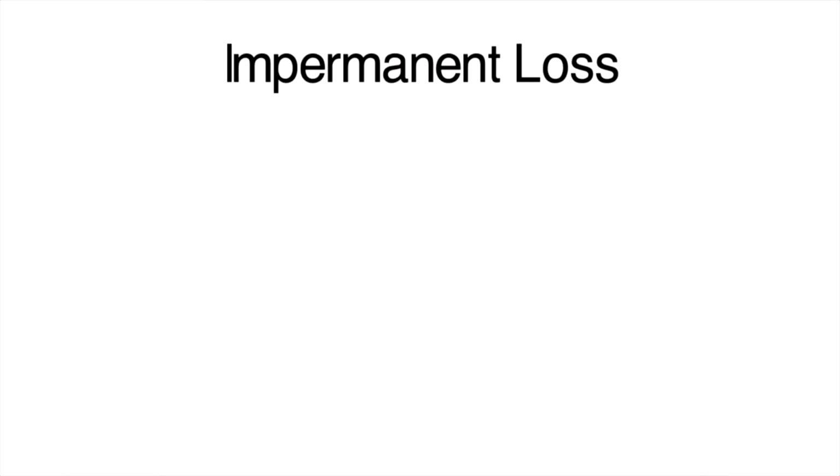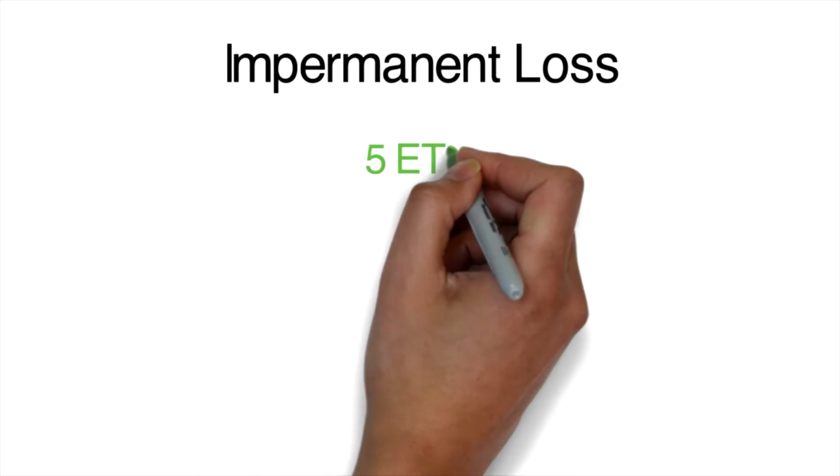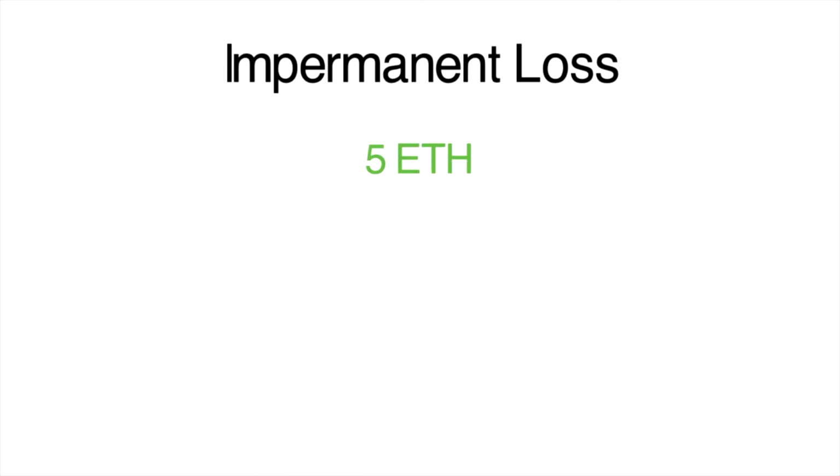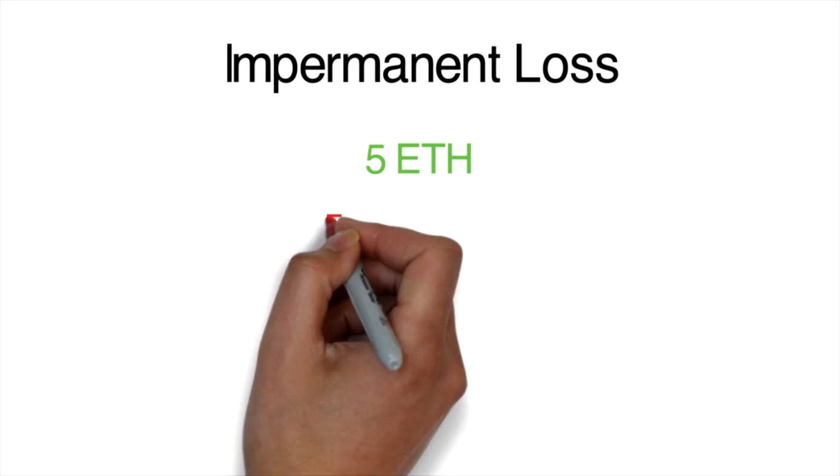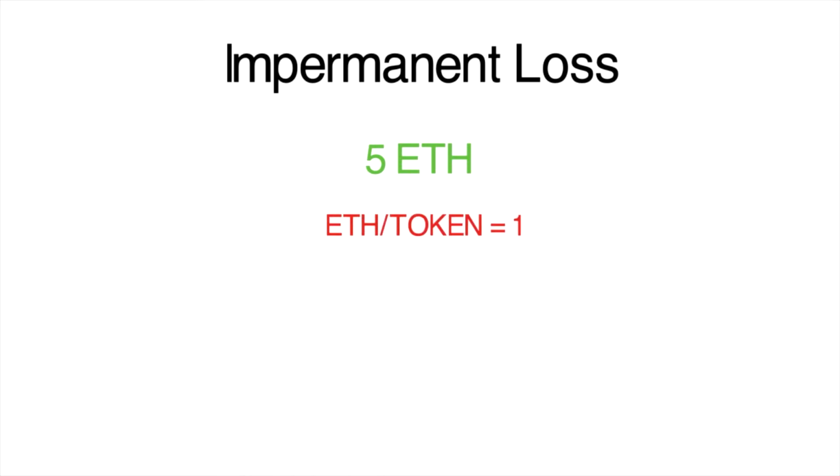Let's talk about the concept of impermanent loss, which is quite important if you want to provide liquidity in Uniswap. In this example, let's assume you have 5 Ethereum and you are interested in providing liquidity in a pool of a token called token, which is valued at exactly the same price as Ethereum at the beginning. So the price is 1.